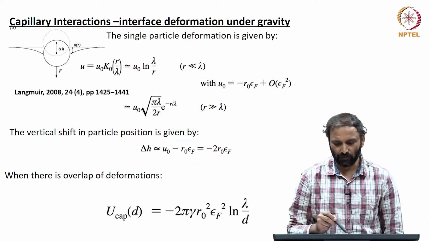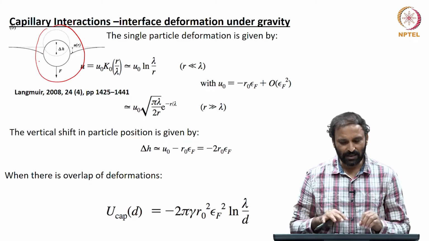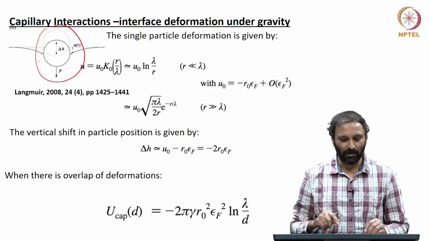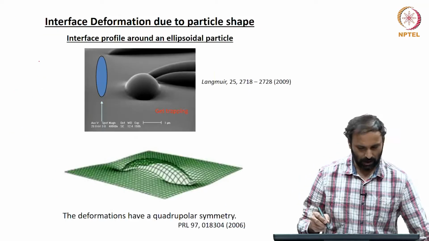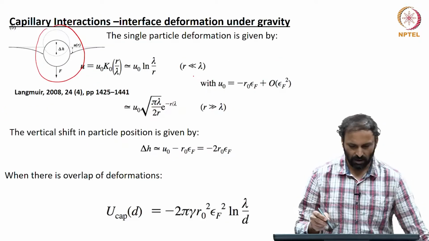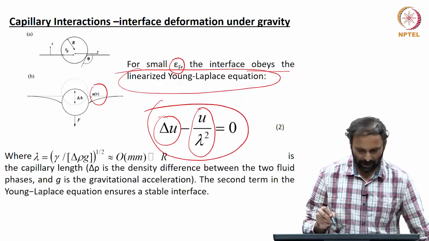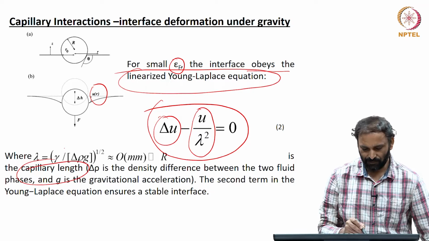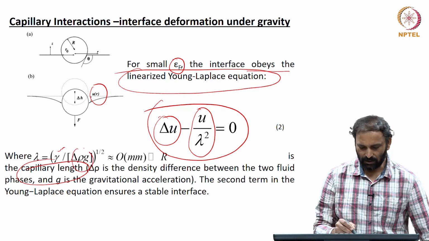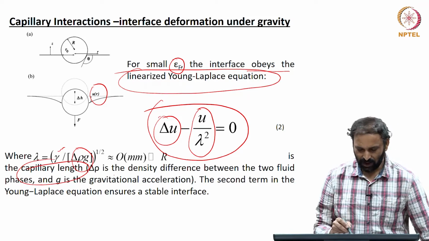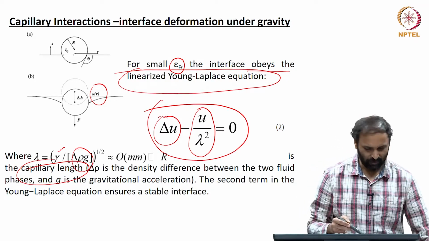Okay. And the solution, if we consider the interfacial deformation by a single particle, that means when there are no particles in the immediate vicinity, or for an isolated particle sitting at the interface, we can solve the linearized Young-Laplace equation to obtain u going as u naught times ln of lambda by r, where lambda is what is called the capillary length, which is defined as the ratio of the interfacial tension contribution to the gravitational contribution. This has units of length, and typically for water-oil or water-air systems, this lambda would be of the order of a millimeter.